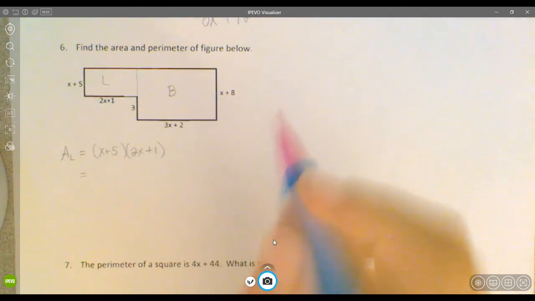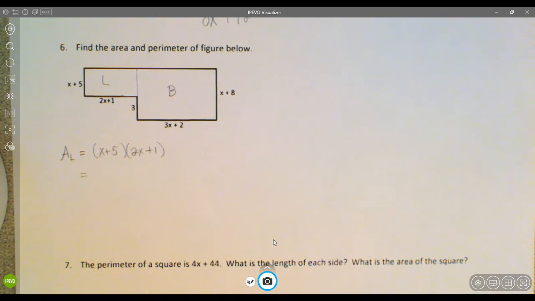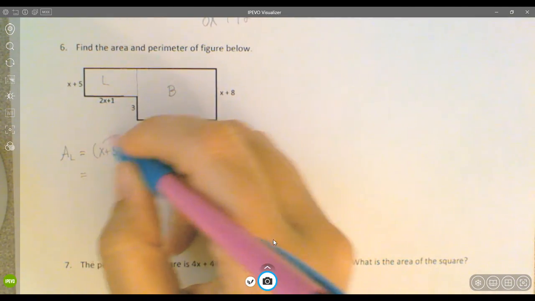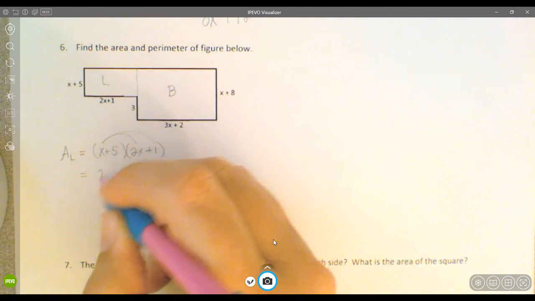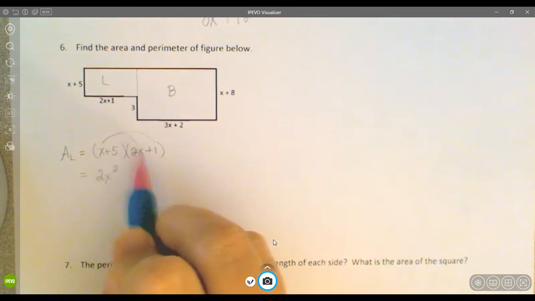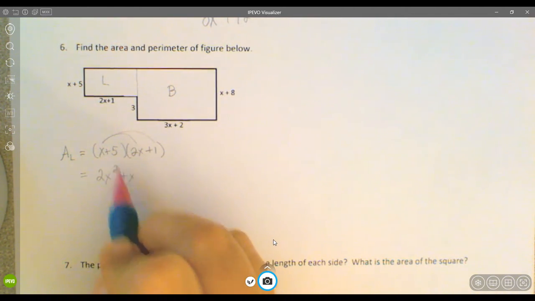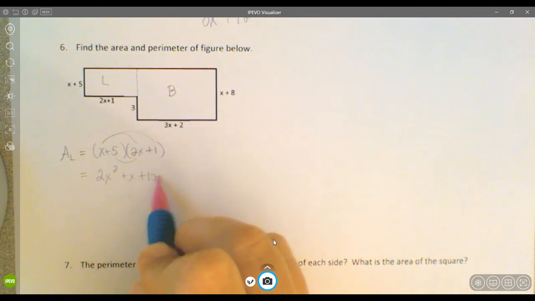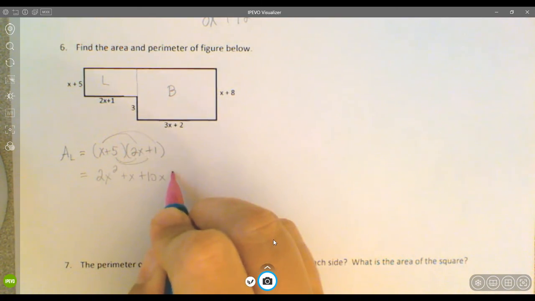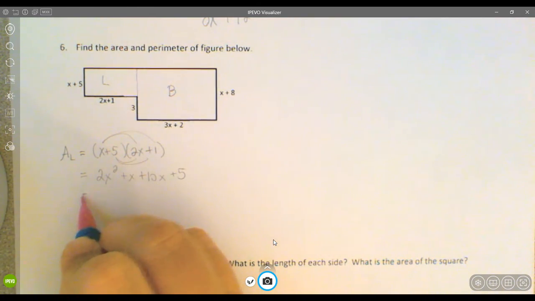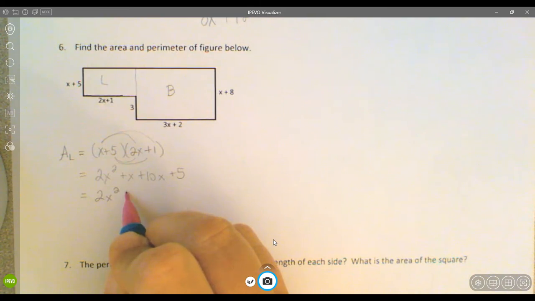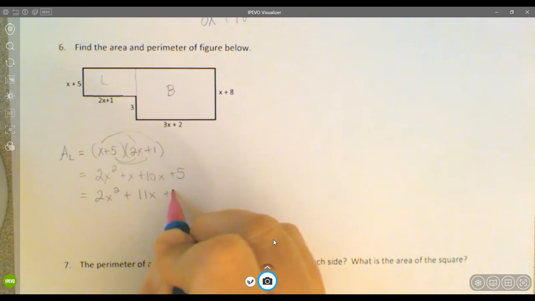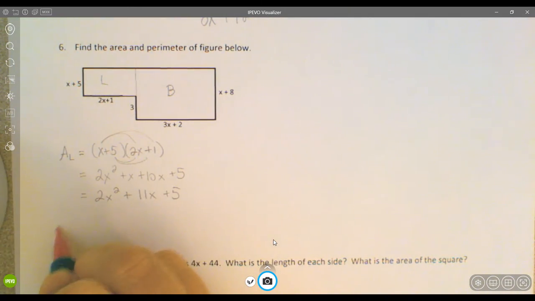So when I do that, I'm going to FOIL this. I get 2x squared outer, plus x inner, plus 10x, and then last, plus 5. That's 2x squared plus 11x plus 5.